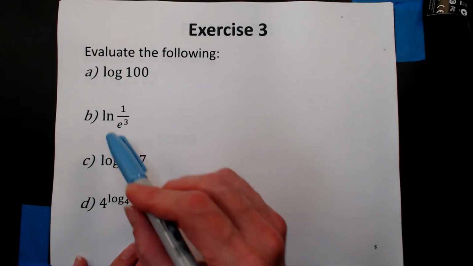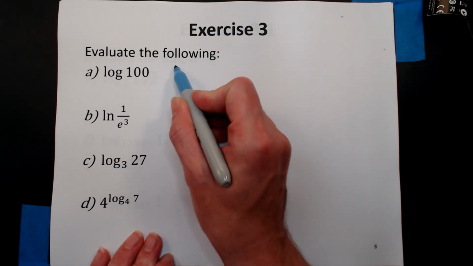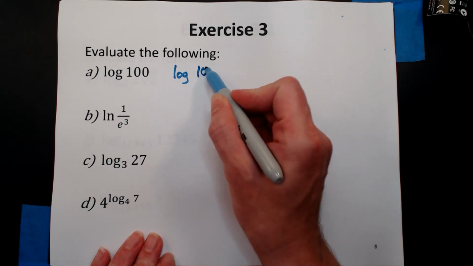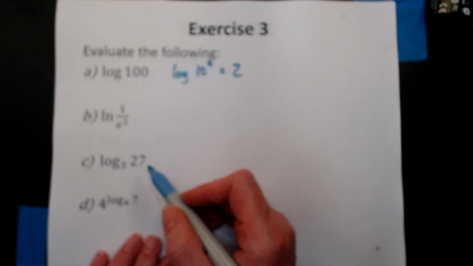So evaluate the following. Log of 100. So basically it's saying what did we raise 10 to? Remember the understood base is 10. And so I'm just going to rewrite this as 10 to the second power, so it's easier to see that we get 2 back out.